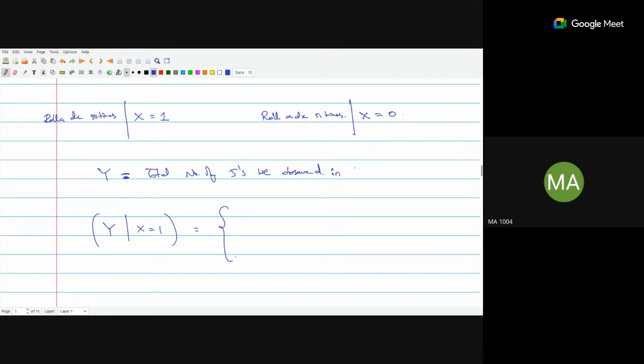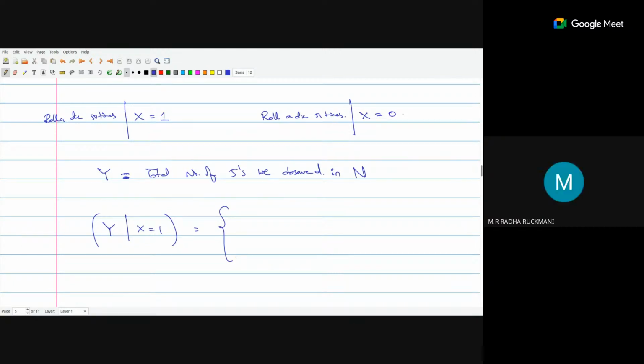Some n tosses. Sir, does it follow binomial? It follows Bernoulli, right? You are looking at either 5 or not. But we roll it 50 times. That will follow binomial, correct? So this requires some IID concept also.